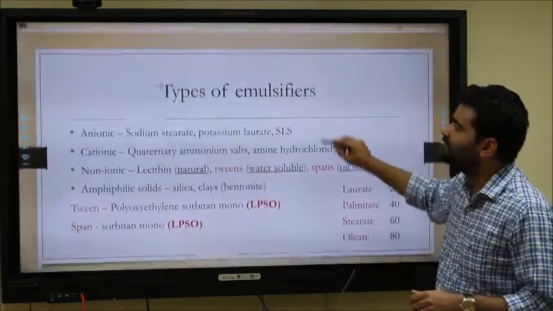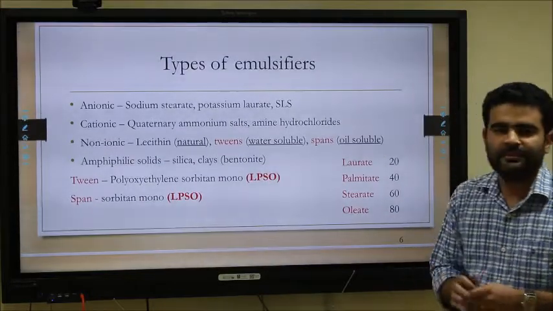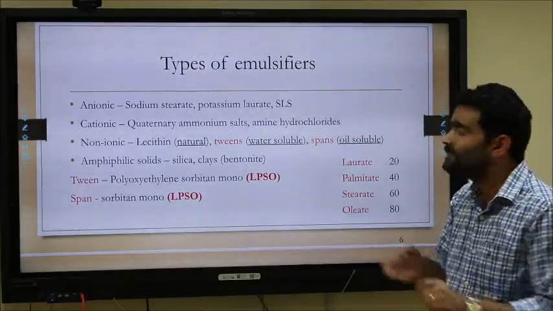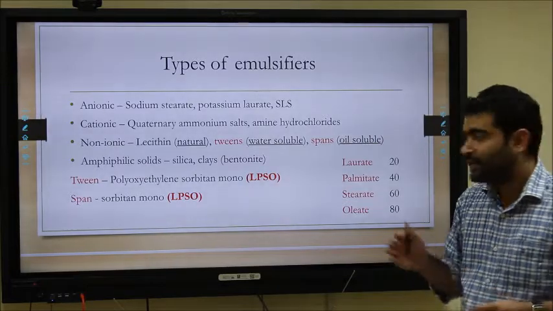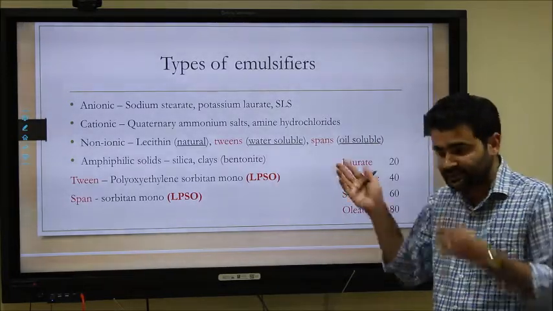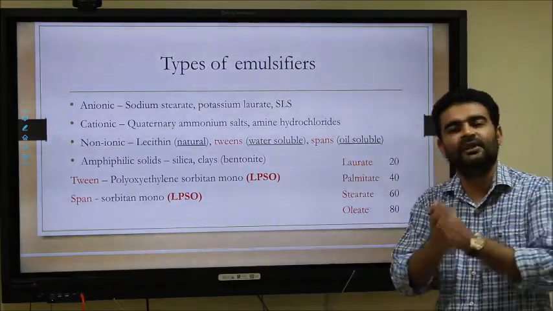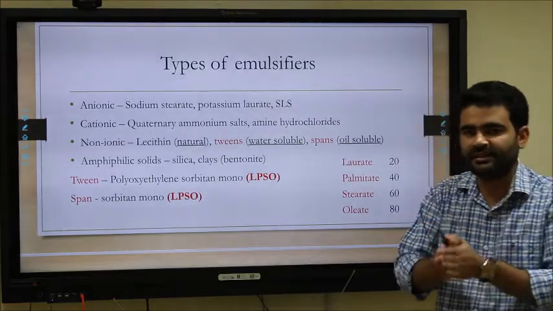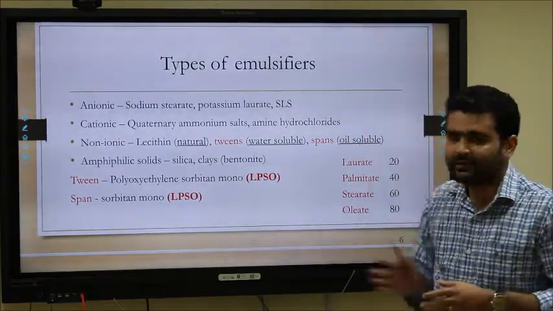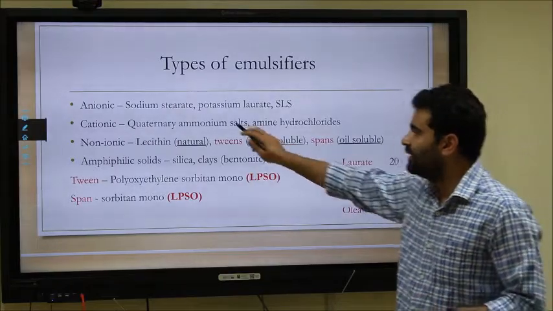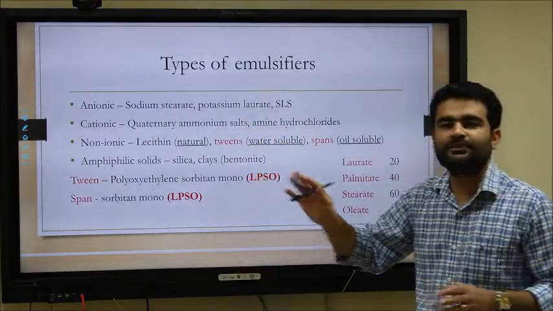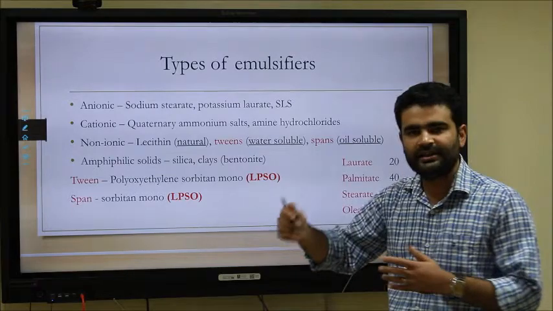So moving on to the next slide, types of emulsifiers. As we discussed the various processes of emulsifying and how an emulsifier stabilizes an emulsion, there are different types of emulsifiers. For example, anionic emulsifiers. These are examples of the polar type or ionic emulsifiers.